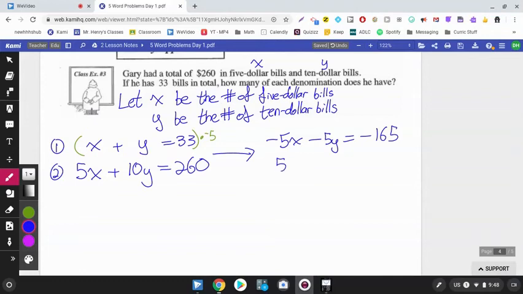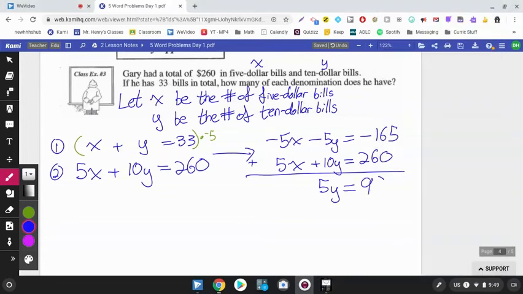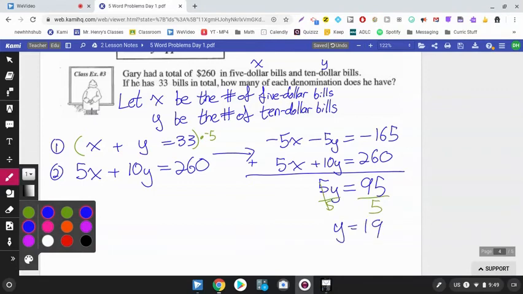Okay. And I'm not changing the second equation. That one stays the same. Okay. Look at what I've got now. It's ready for elimination. Negative 5x plus 5x gone. Negative 5y plus 10y is just 5y equals 260 minus 165, 95. Divide by 5, divided by 5. And you get an answer of y is equal to 19.